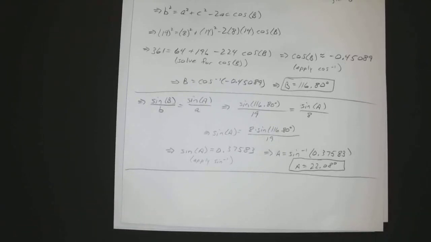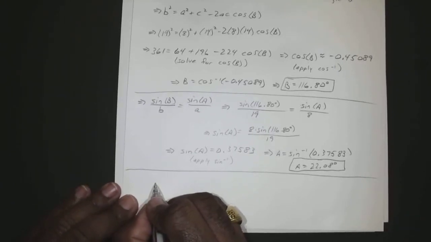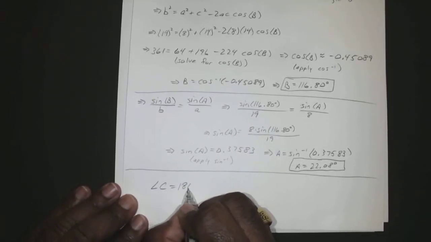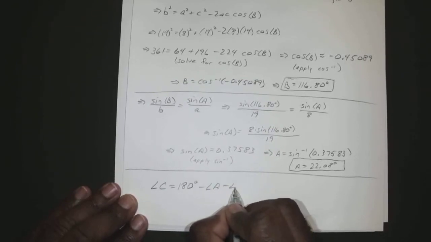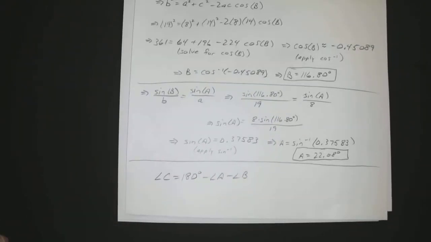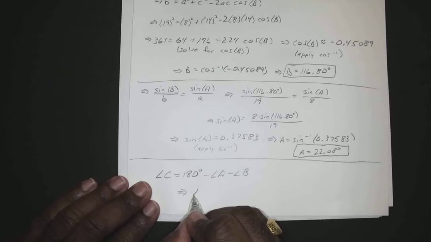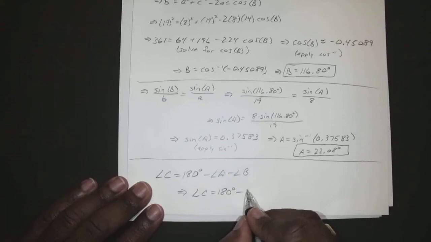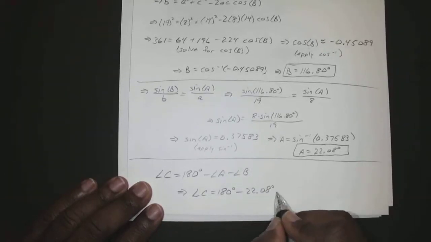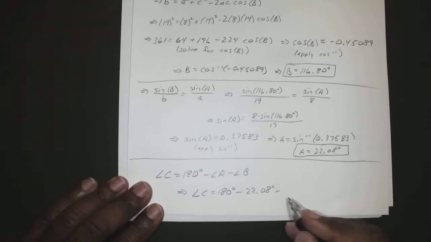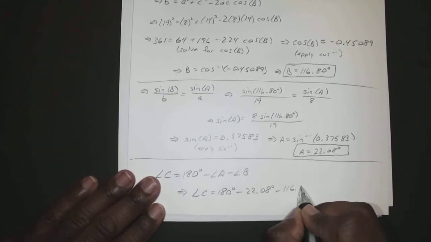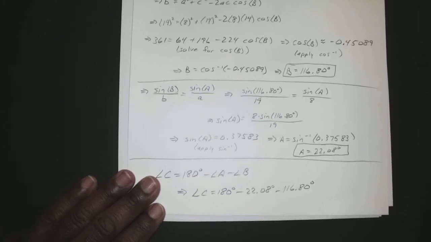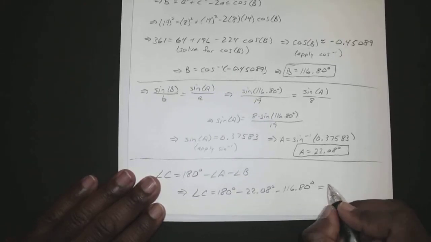Okay. And remember, whenever you have two of your angles, you don't have to use law of sine or cosine anymore. We just know that angle C is going to equal 180 degrees minus angle A minus angle B, since you add all three of them together, you get 180. So angle C will equal 180 degrees minus 22.08 degrees minus 116.8, which is equal to 41.12 degrees.